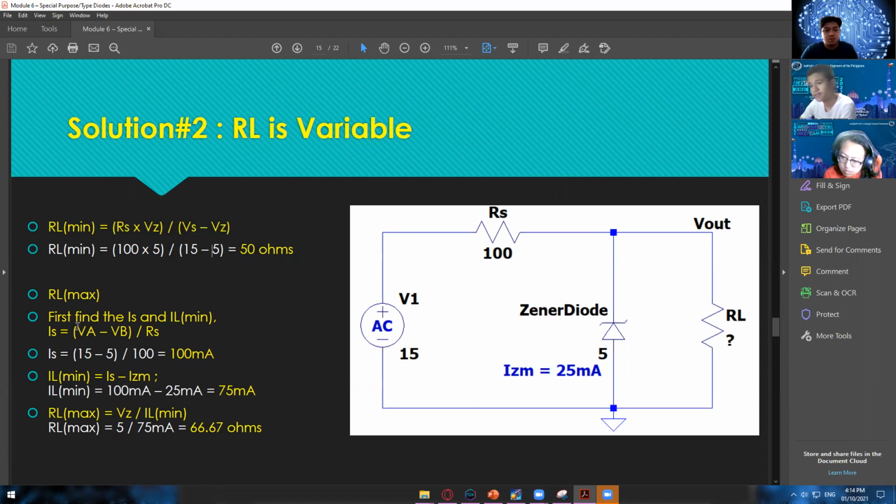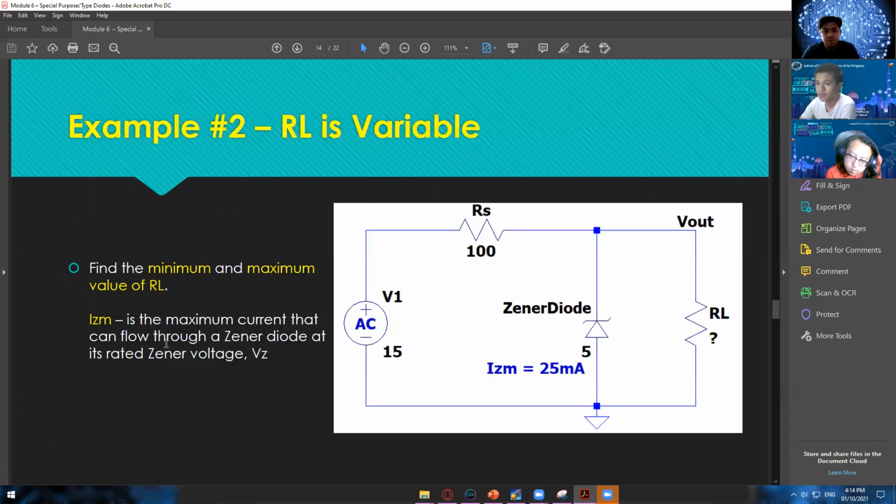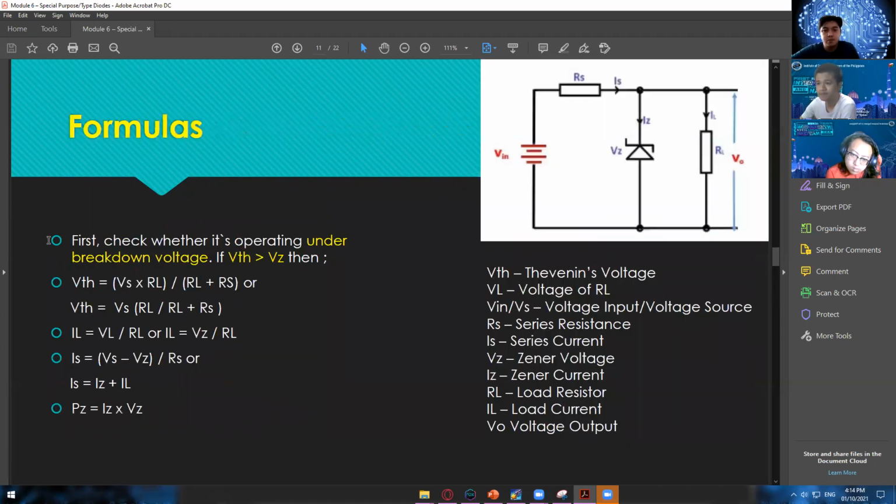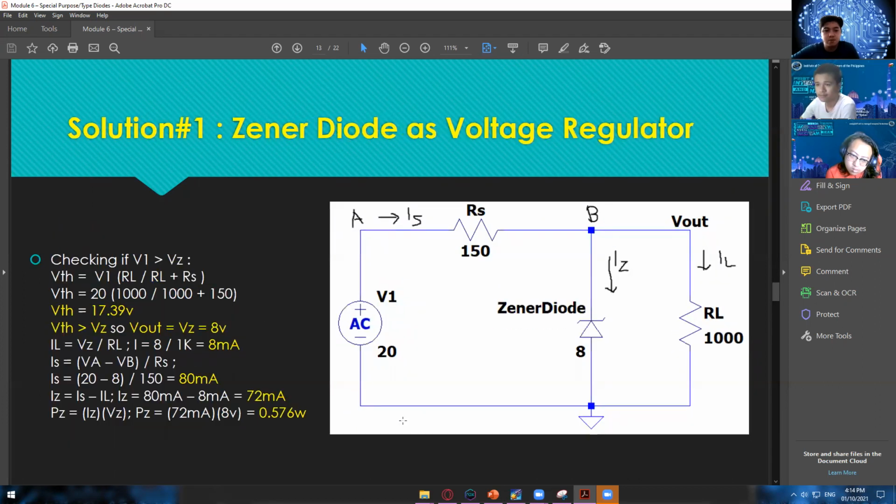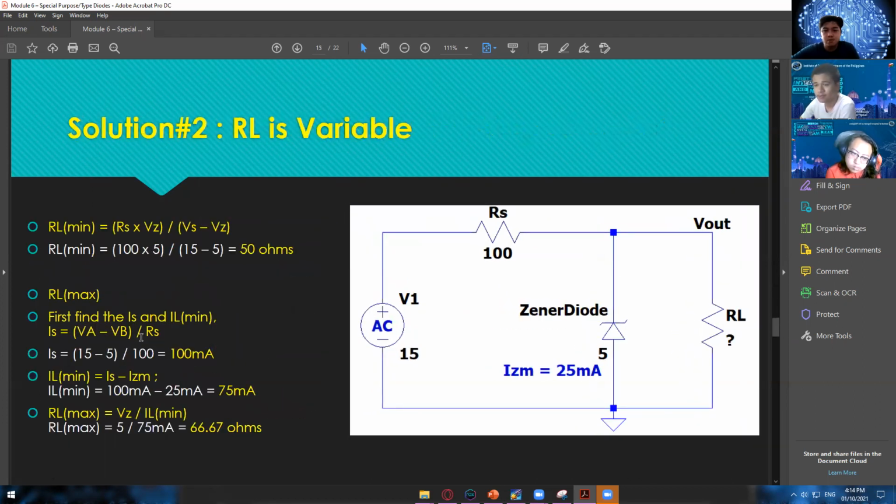Okay, so this is the standard with the use of this formula. And then for the RL max, we have this one. First, find the IS and IL min. IS is equal to VA minus VB divided by RS. This one came from this formula. We have here 15 volts as our VA and 5 volts as our VB, divided by the 100. Solving that will give us a result of 100 milliamps, which is the current we have for the IS.